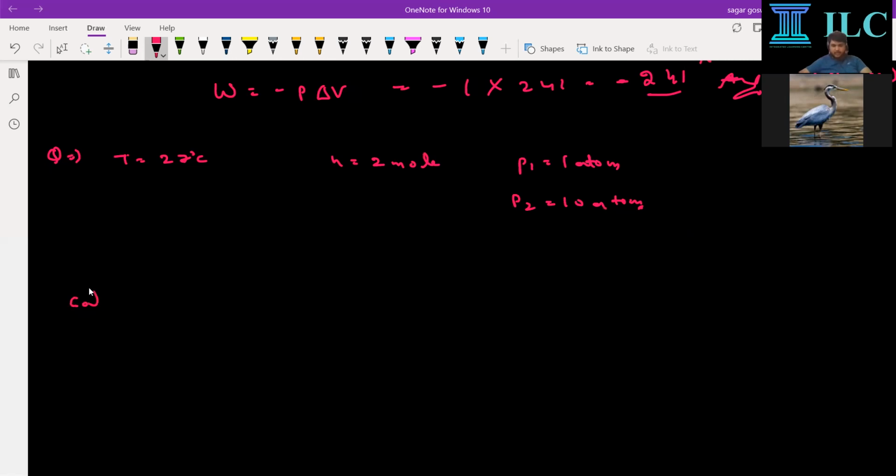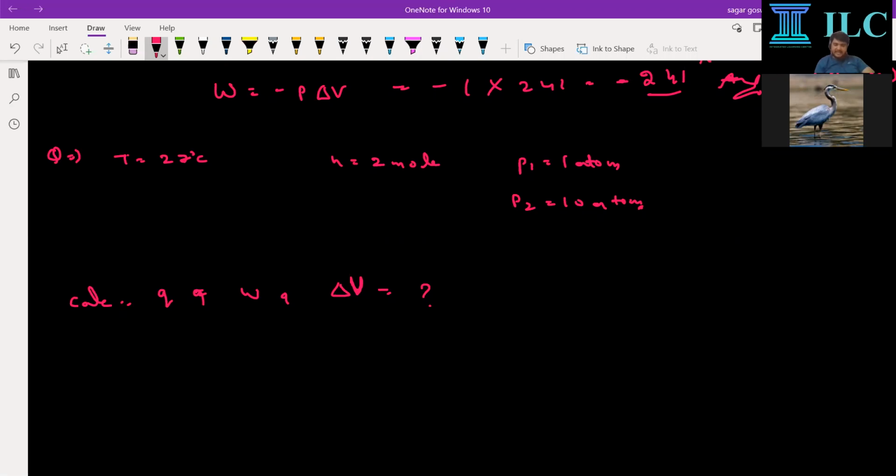Now you have to calculate the heat, the work done, and the delta U, the internal energy change. So we have to start off with the work done, right?